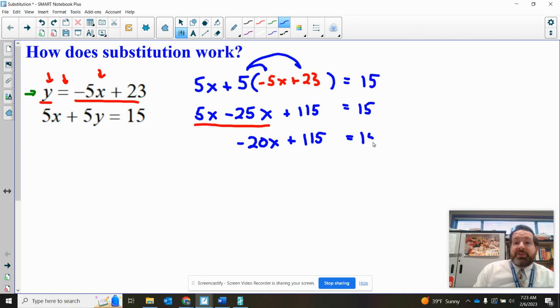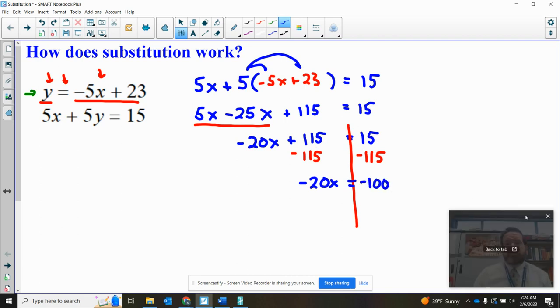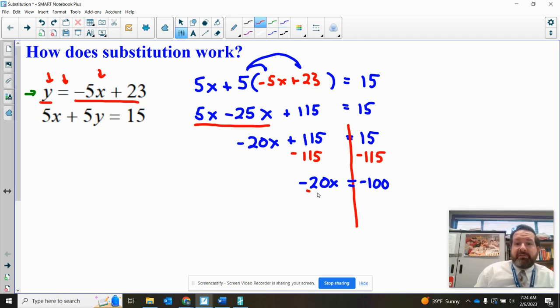Very often, you're going to be tempted to start doing opposites. You don't want to start doing opposites or inverse operations until you are here. This is now an equation that we can solve. So let's get the x by itself. That means I want the 115 to move to the other side. Negative 20x. 115 minus 115 goes to 0. 15 minus 115 is negative 100. And then let's do a division by that negative 20 to finish off. And just like that, I've got my x equals negative 100 divided by negative 20 is positive 5.